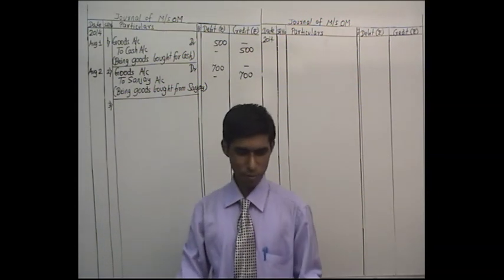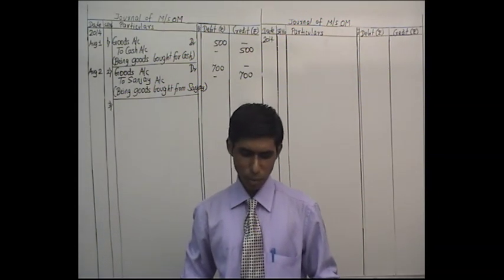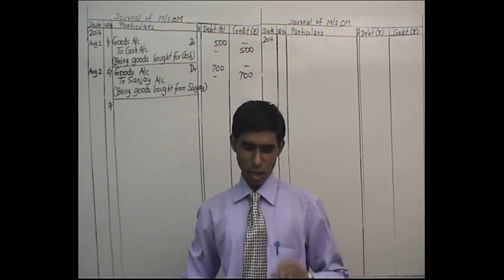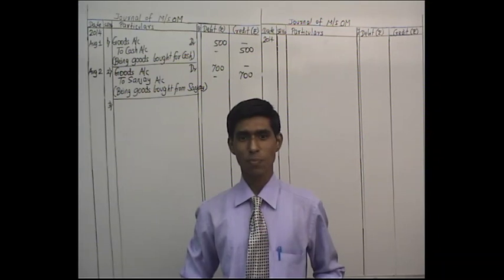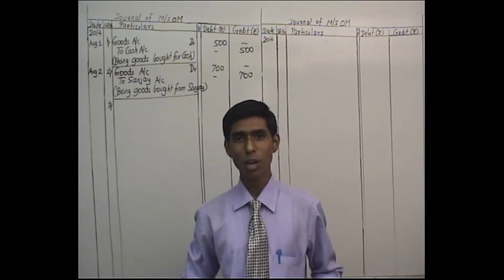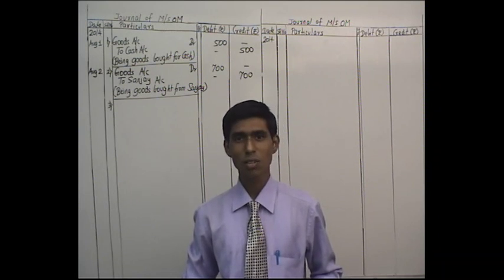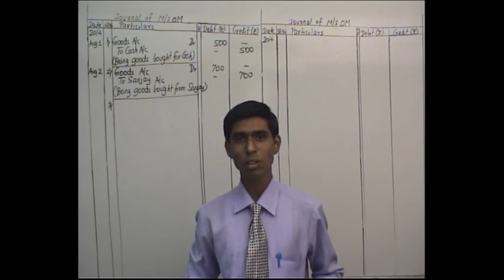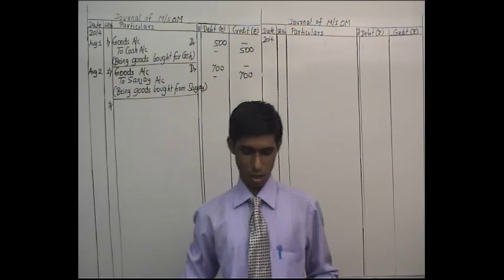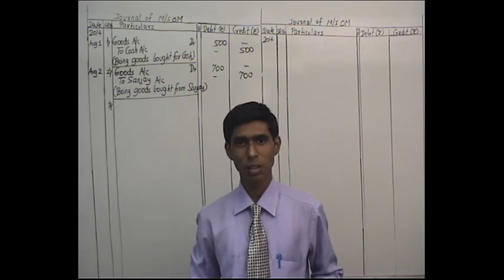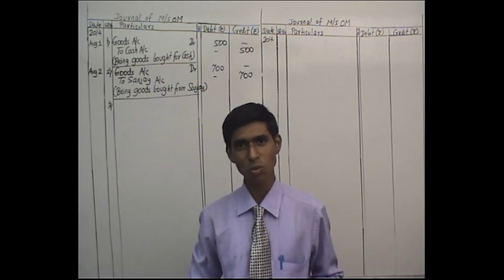Next transaction, bought goods from Indira for cash. Underline goods and cash. Goods real comes in debit, cash real goes out credit. My entry comes to goods account debit 900 to cash account 900.